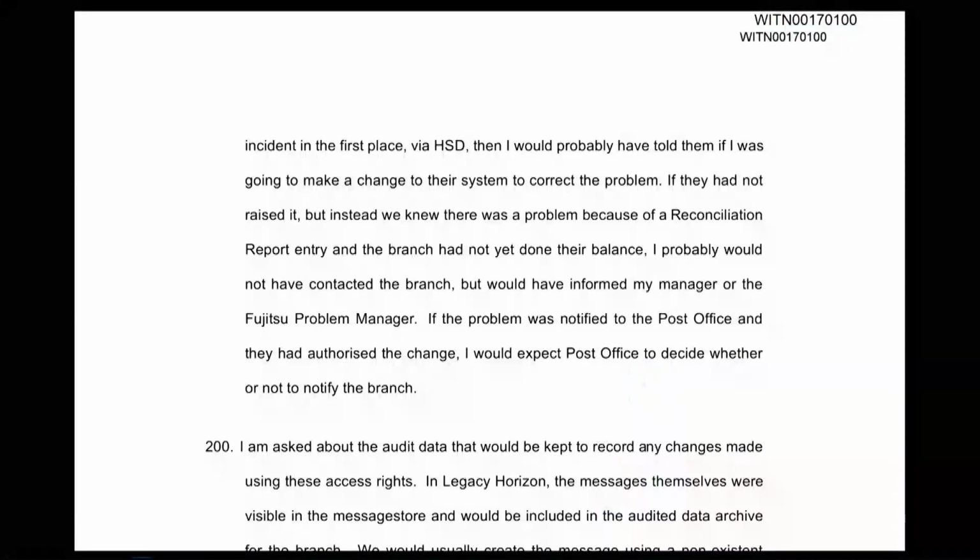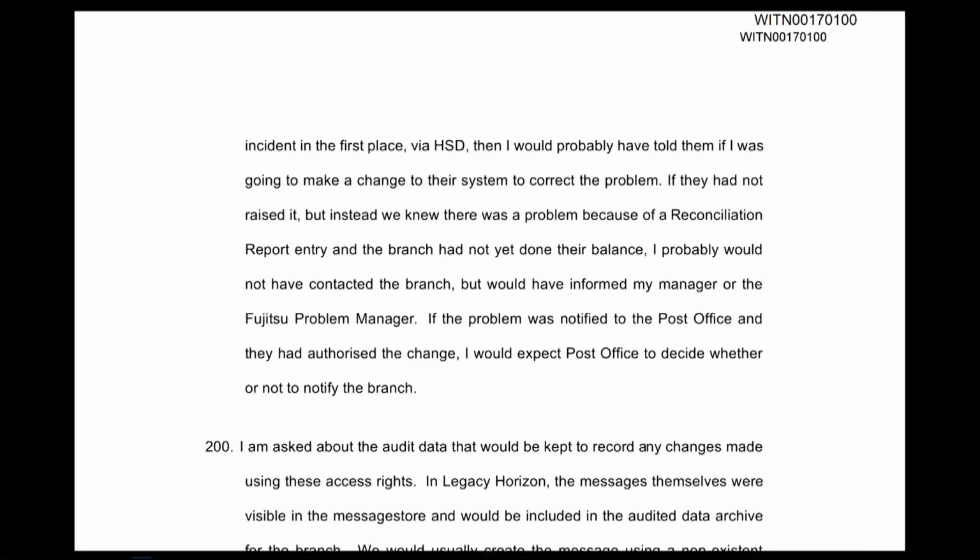You refer in this paragraph to your manager, in the cases where the problem had been picked up by a reconciliation report entry. You say you probably wouldn't contact the branch, but you would have told your manager that you had made a change on the sub-postmaster's counter. Yes. Are you referring there to Mr. Peach and then Mr. Parker? Yes, it would have been, and if it was a change that had any financial implication, then it would have needed whatever the change control system at the time was following.